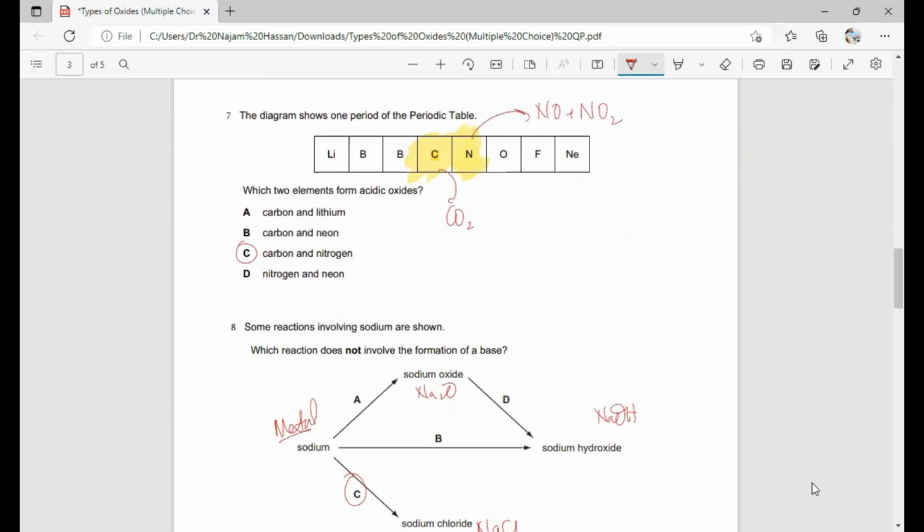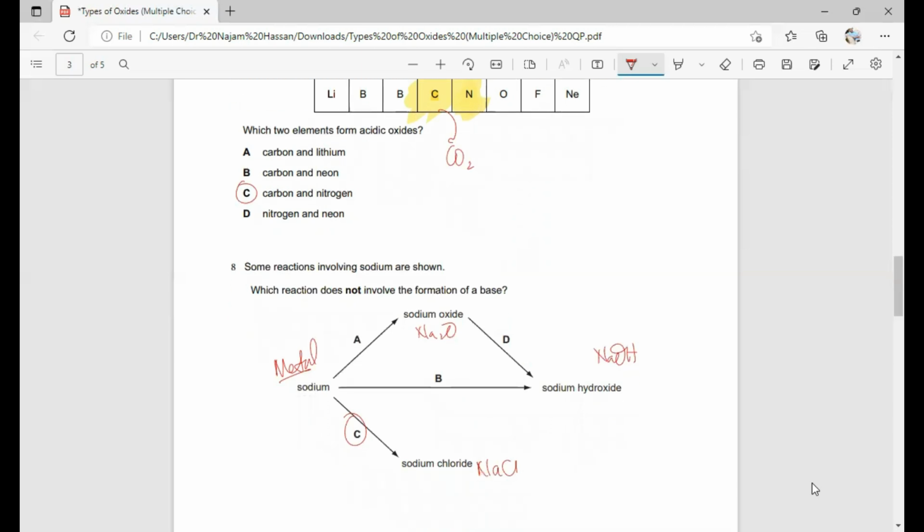Now in question number 7, two elements form acidic oxides in period number 2. So we have two non-metals, carbon and nitrogen. Carbon forms carbon dioxide and nitrogen forms nitrogen dioxide and nitric oxide. So these two are also used in different acid formations, and also these are environmental pollutants caused by acid rain.